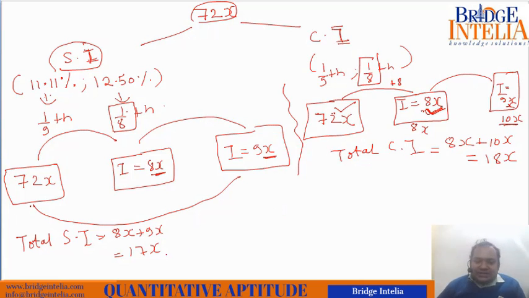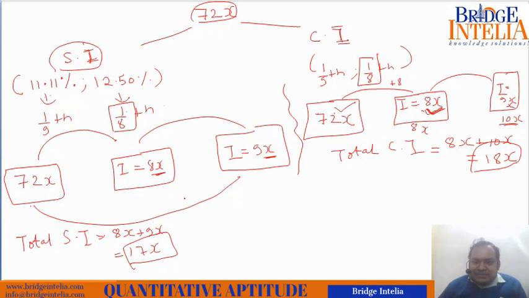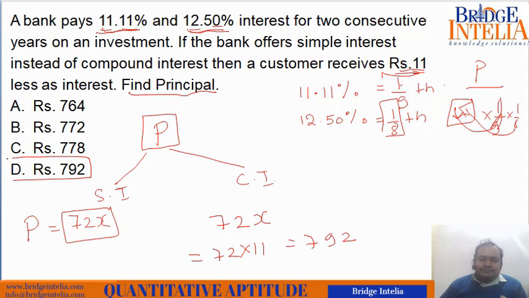So as per the question, this money is less than this money. By how much? Rupees 11 less. So as per the given information, 18x minus 17x is equal to 11. x is equal to 11. So what is the question? Find the principal amount. Principal we have assumed to be equal to 72x. So that is 72 into 11, that is 792. So let's take the next question.